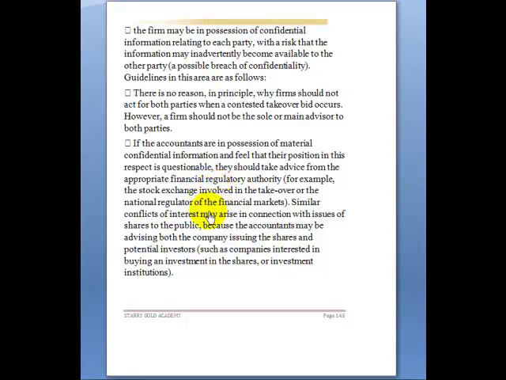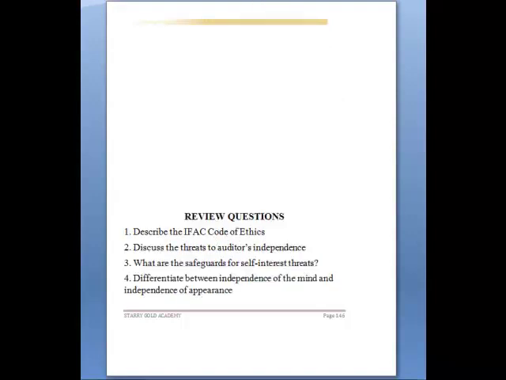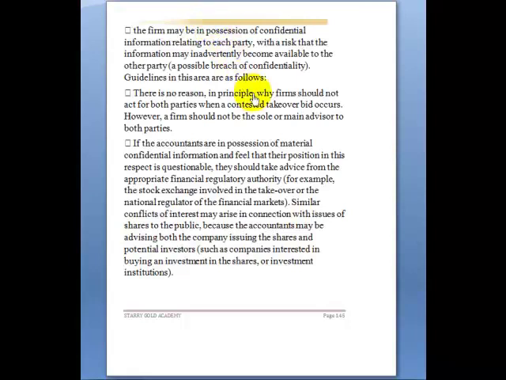A similar conflict of interest may arise in connection with issues of shares to the public, because the accountant may be advising both the company issuing the shares and potential investors, such as companies interested in buying the shares. So conflict of interest will definitely arise in a situation like that. So you have to be very, very careful as an auditor when it comes to advising companies on issuing of shares and buying of shares. So we are saying that it's important that the accountant will not be the sole person or sole body giving advice, so that there could be checks and balances.